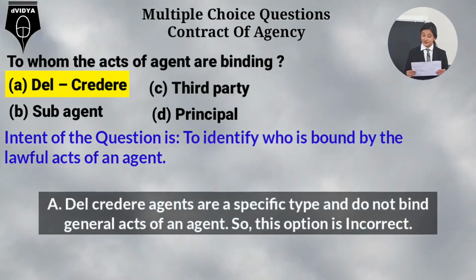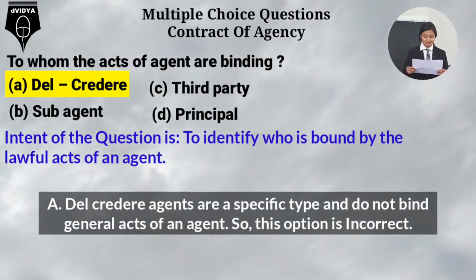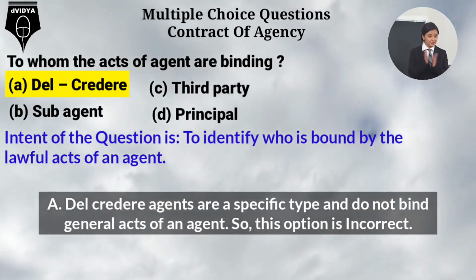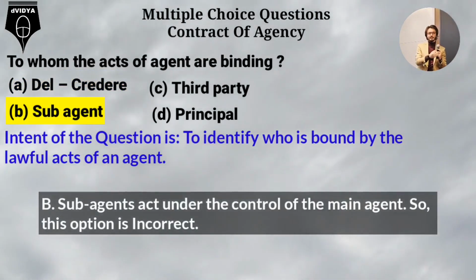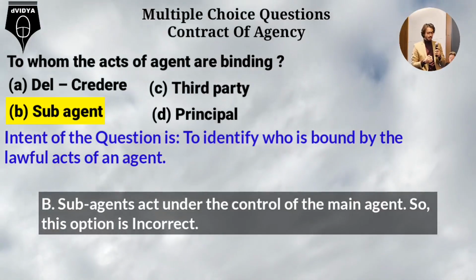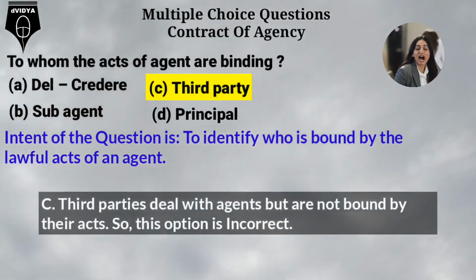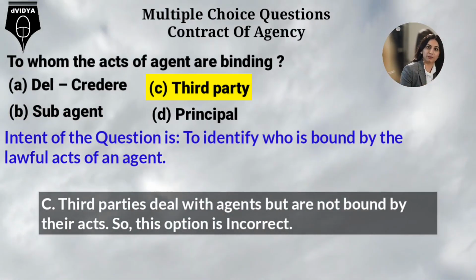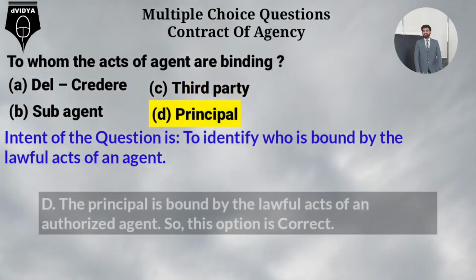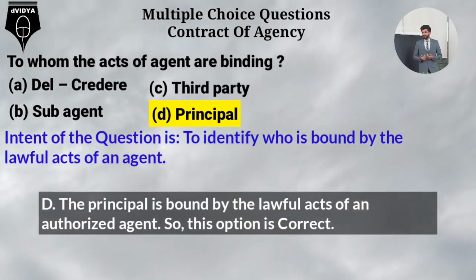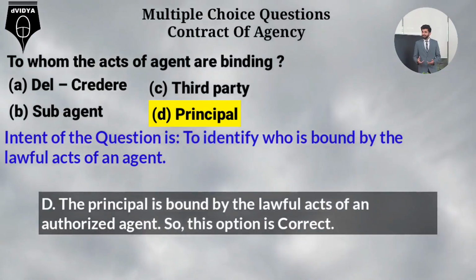Option A, del credere agent. Del credere agents are a specific type and do not bind general acts of an agent. So this option is incorrect. Option B. Subagent. Subagents act under the control of the main agent. So this option is incorrect. Option C, third party. Third parties deal with agents but are not bound by their acts. So this option is incorrect. Option D. Principal. The principal is bound by the lawful acts of an authorized agent. So, this option is correct.